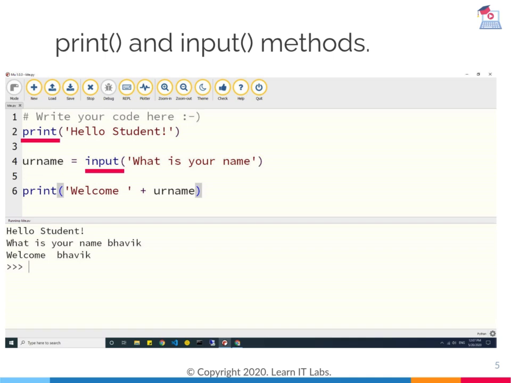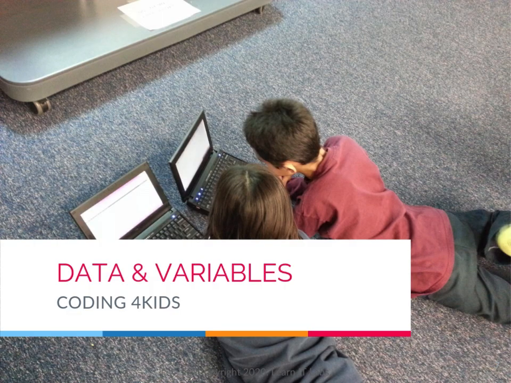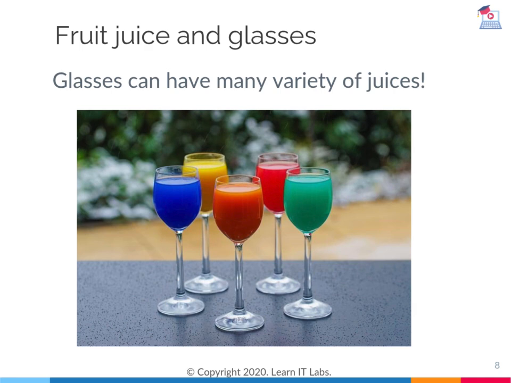Introducing data and variables. What is data? Data is simply useful information. It is the piece of information we use in our programs. What is a variable? Think of a variable like a glass. A glass contains data, like fruit juice. And the great thing about glasses is that they can hold many varieties of juice.